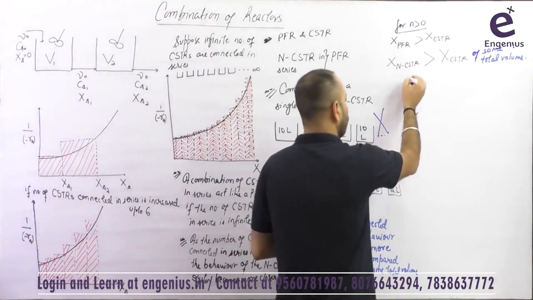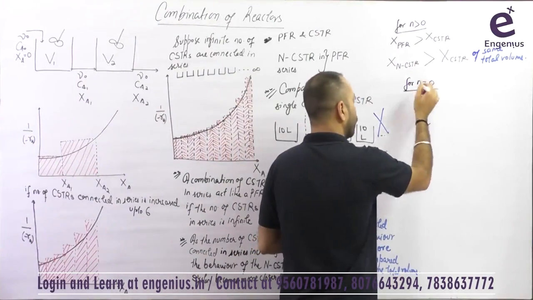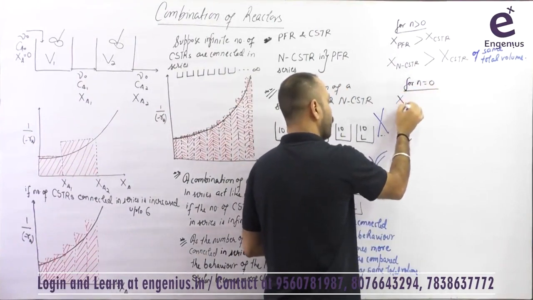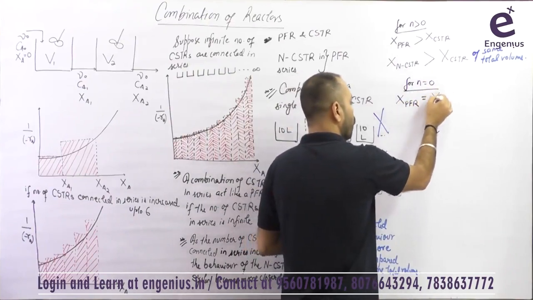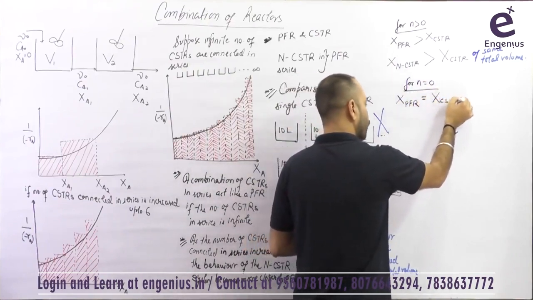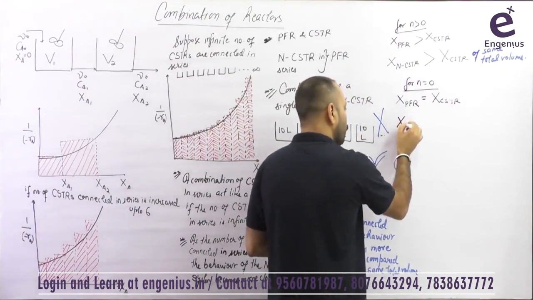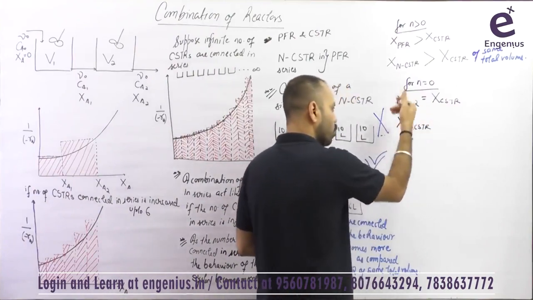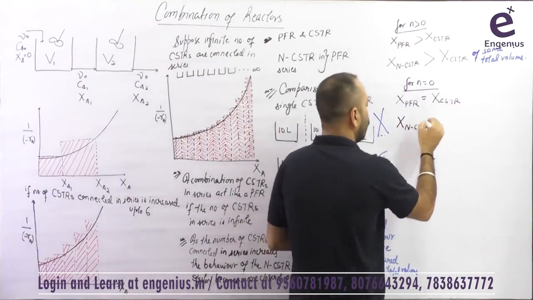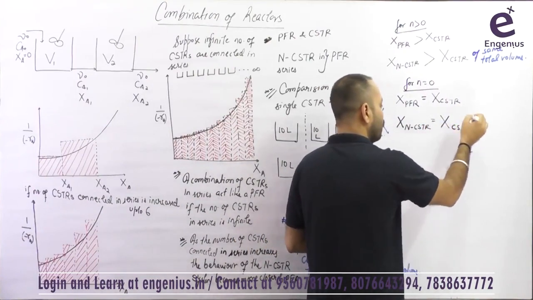Next is n equal to 0. What we have studied, that for zero order reaction, conversion obtained in a PFR is equal to conversion obtained in a CSTR if they have the same volume, right? So in this case, conversion obtained in a system of n CSTR, it is behaving like a PFR, more closer to PFR, should be equal to the conversion obtained in a single CSTR of same total volume.